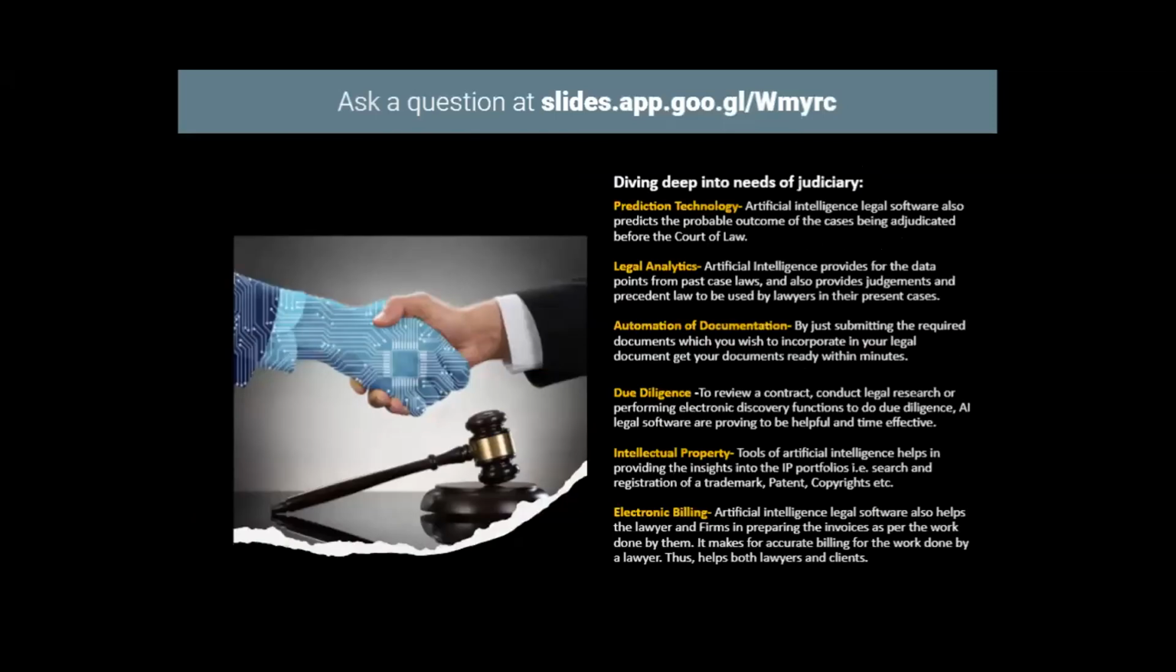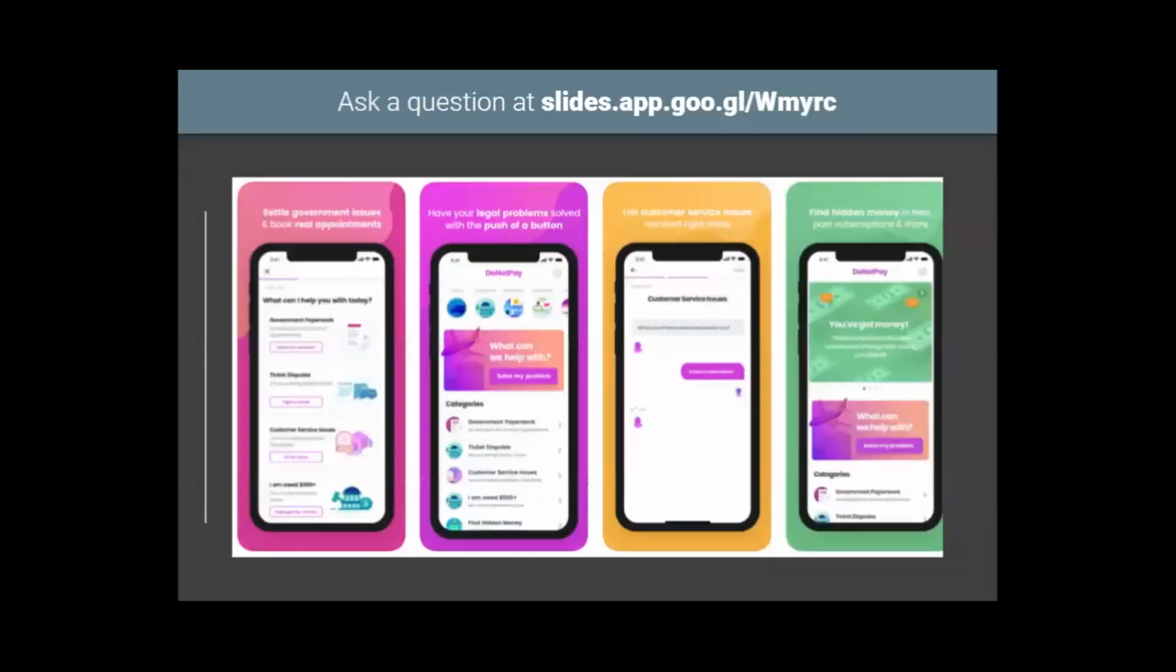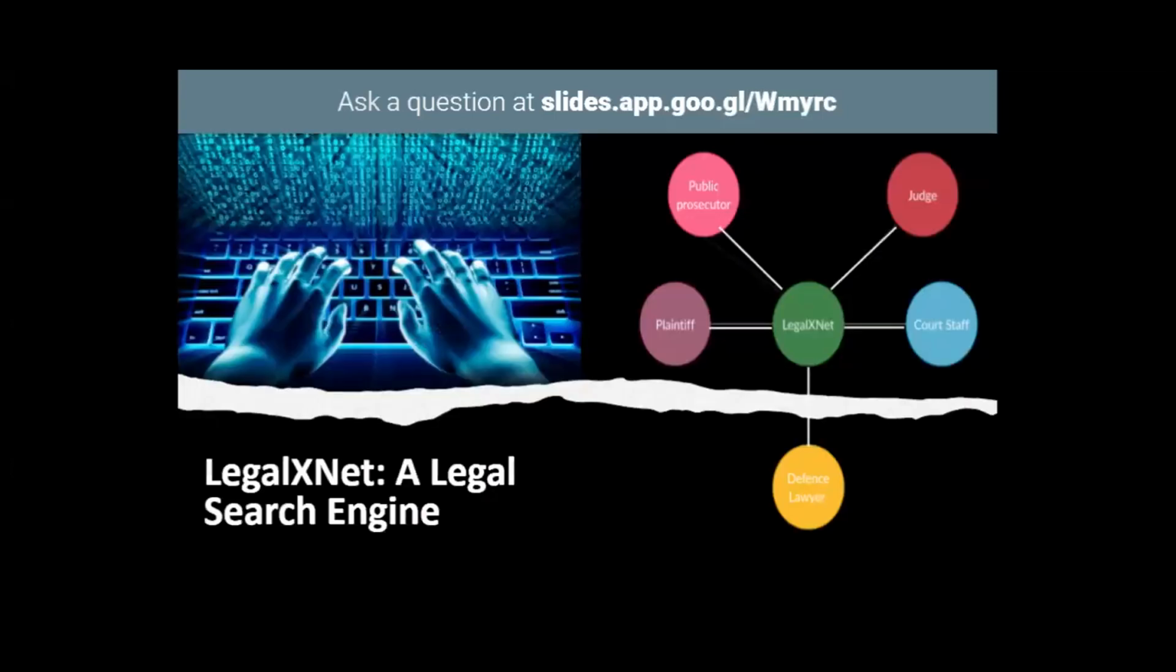Diving deep into the needs of the judiciary, these are the various fields of judiciary that we have. Predictive technology, legal analytics, and automation of documentation are the major fields that we'll be working on. For the next three, due diligence, intellectual property, and electronic billing, we already have an existing system. This is the existing system implemented in the US, which has saved billions. Next.